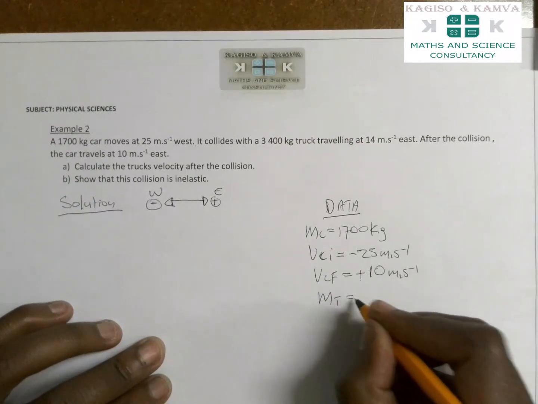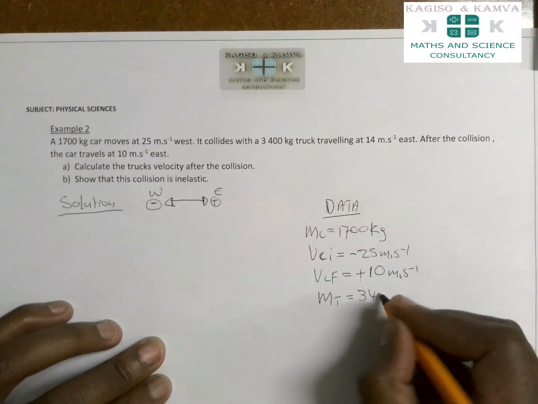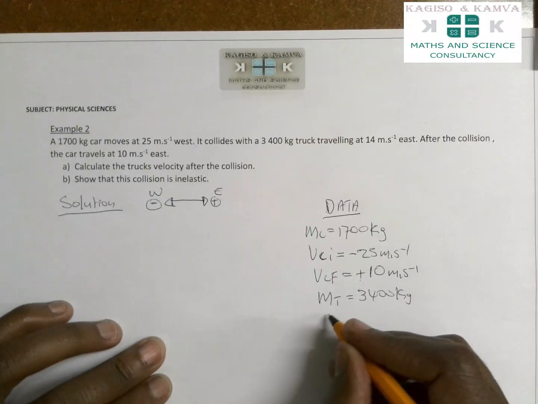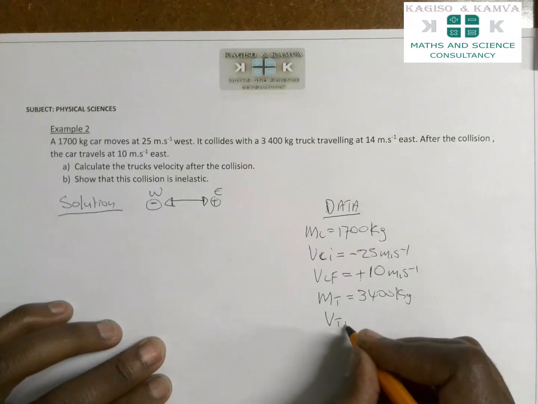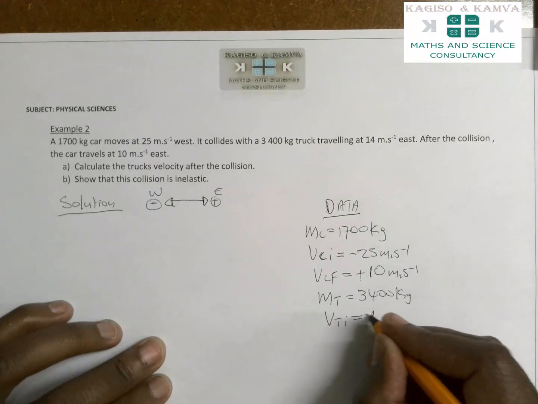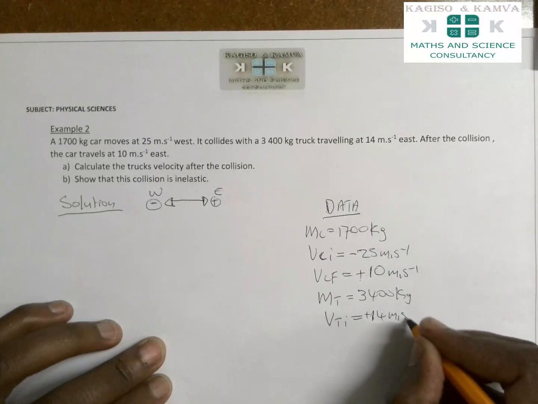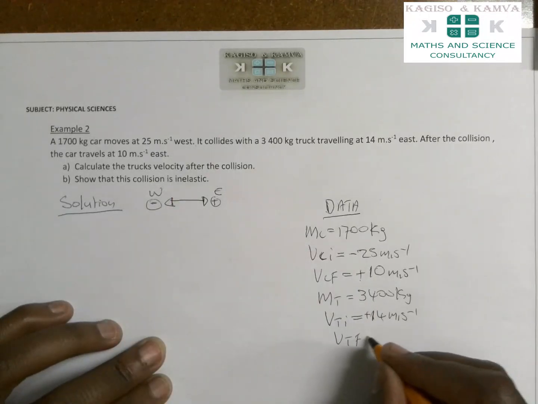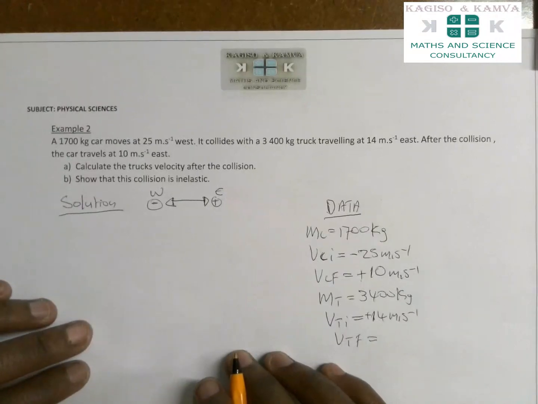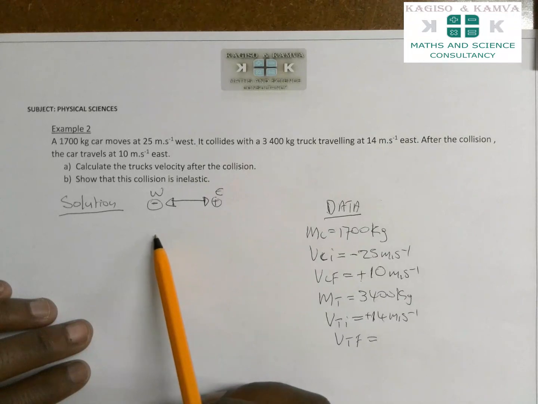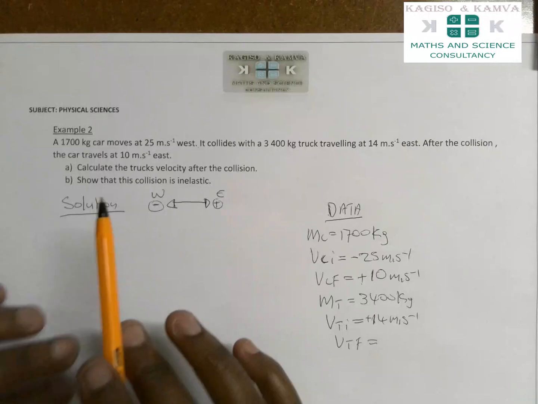The mass of the truck is 3,400 kg, and the initial velocity of the truck is 14 meters per second. We are looking for the final velocity of the truck. So here we have to use the conservation of momentum, because about that one we are certain that the momentum is conserved.